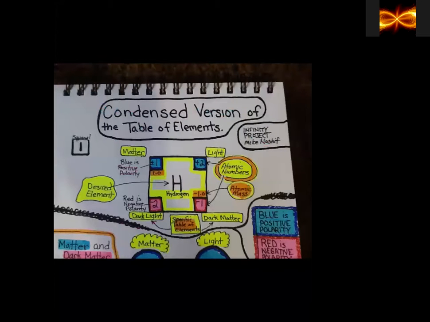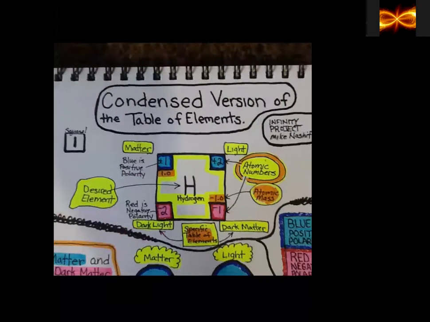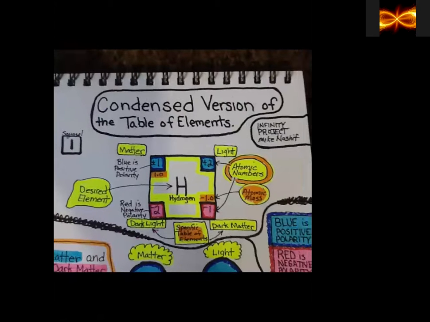Now, here's a condensed version of the table of elements. We'll zoom in on it here. This is a square version if you want to see it. You can tell that the four corners will be used. You can put the atomic mass down where it needs to be. This corner here is for matter, this one over here is for light, and this is the opposite, for dark matter.